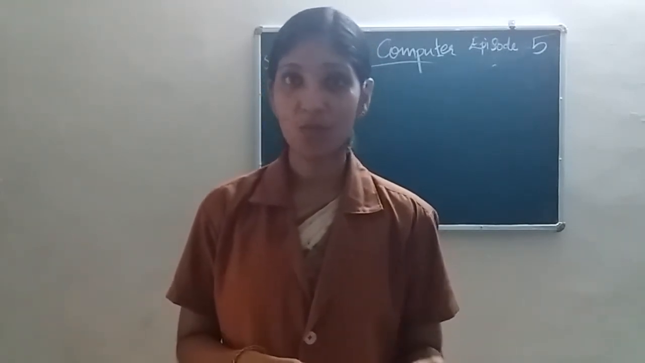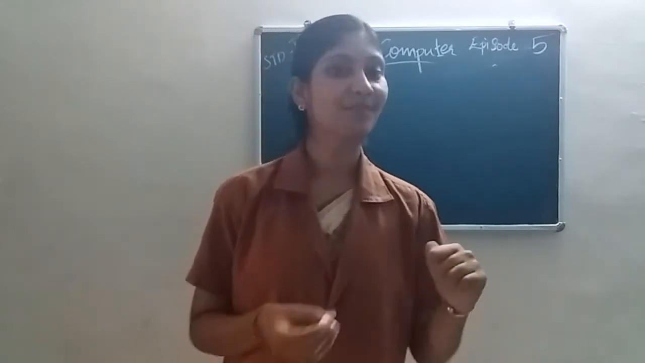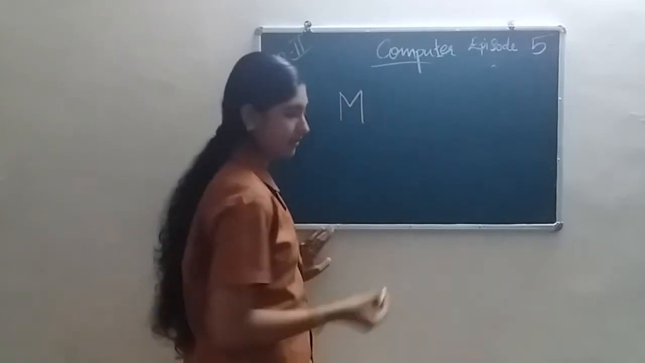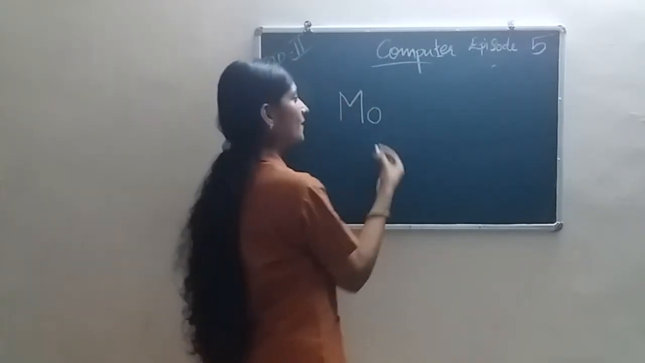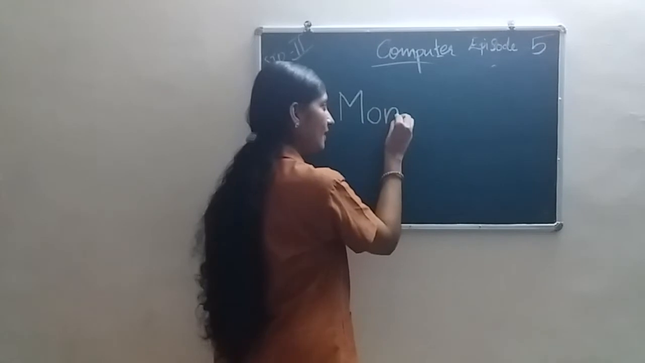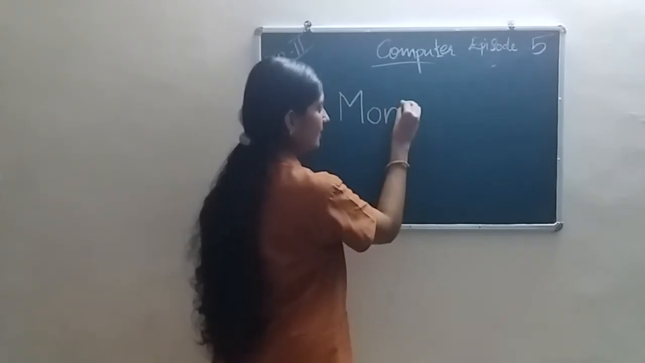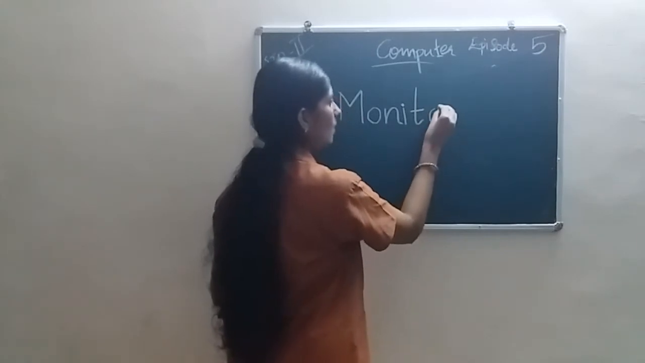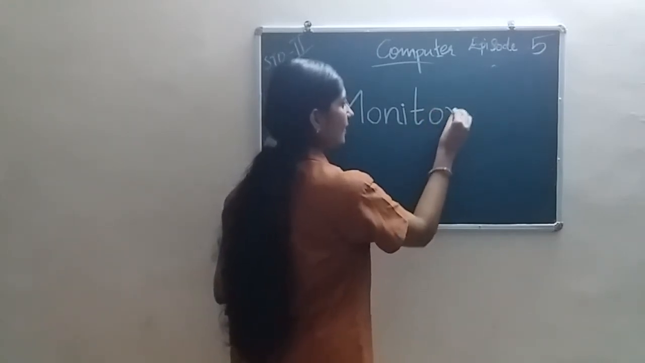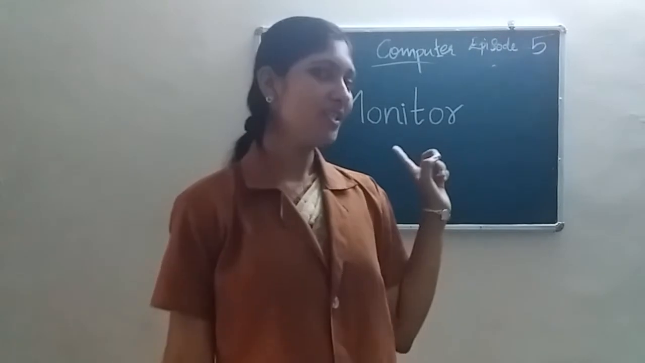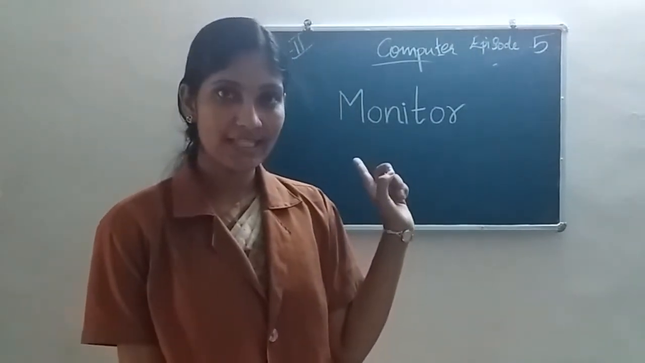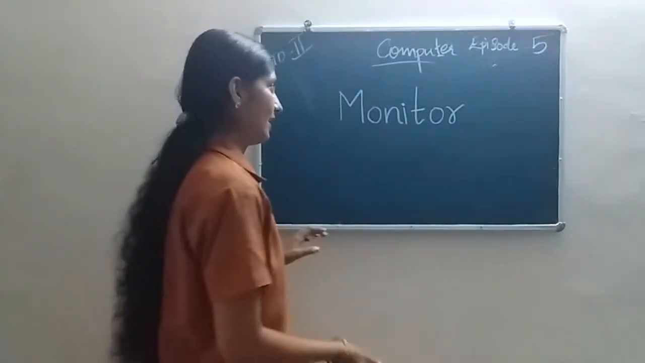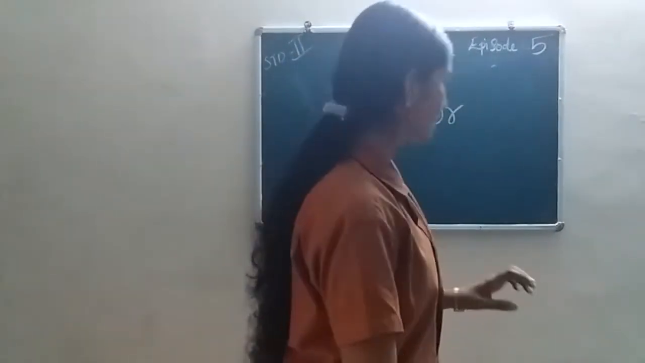Then, can you tell me the spelling of monitor? M, O, N, I, T, O, R. Then, which type of device is a monitor? Monitor is an output device. Right. Then, can you tell me another part of the computer?